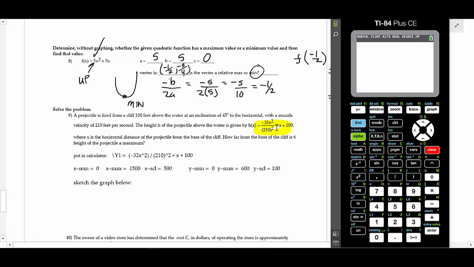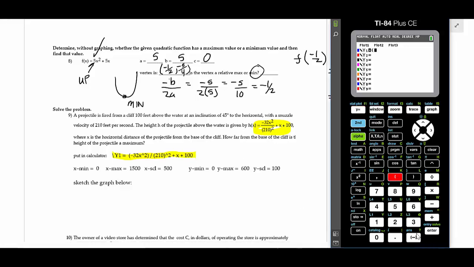That's not what we do in this class. So what we're going to do is just put this in our calculator. Go to Y1 and put that in. I typed in your notes how you would put that in. Be sure you use your parenthesis keys correctly and everything.